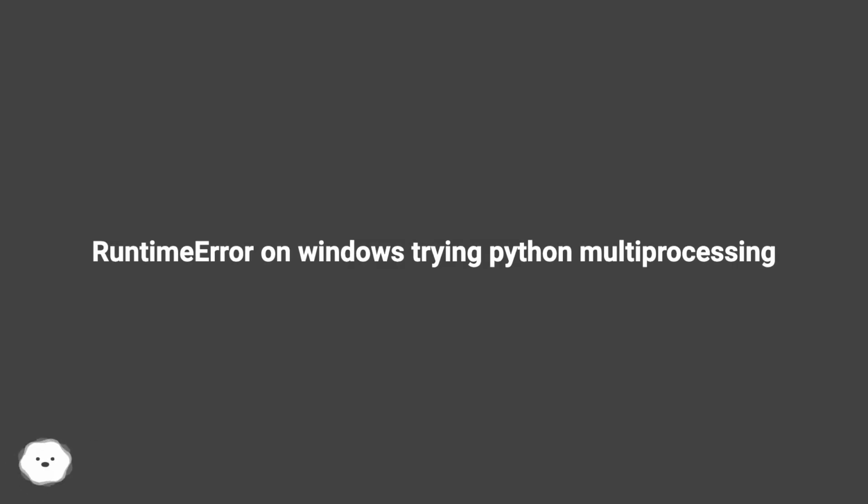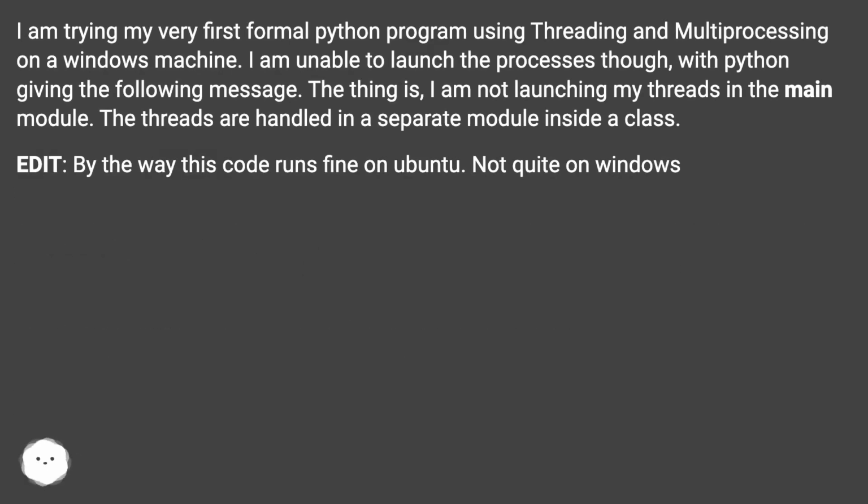Runtime error on Windows trying Python multiprocessing. I am trying my very first formal Python program using threading and multiprocessing on a Windows machine. I am unable to launch the processes though, with Python giving the following message.